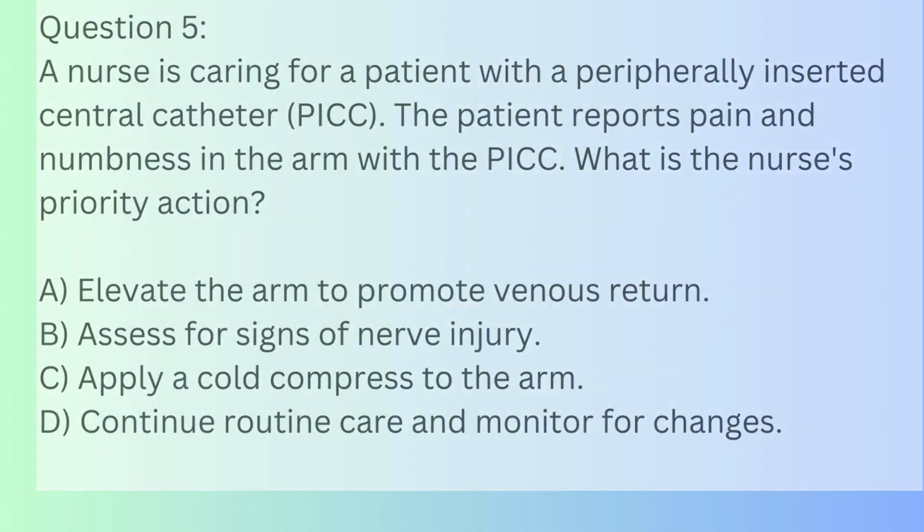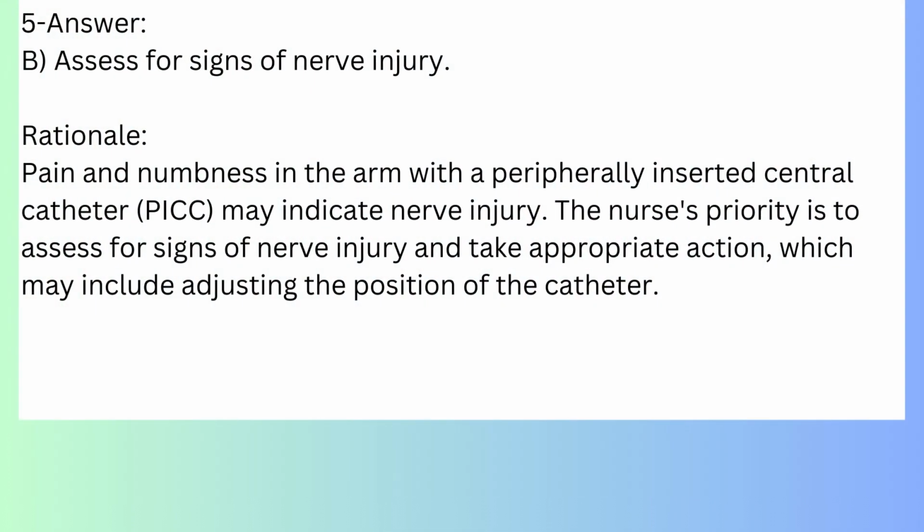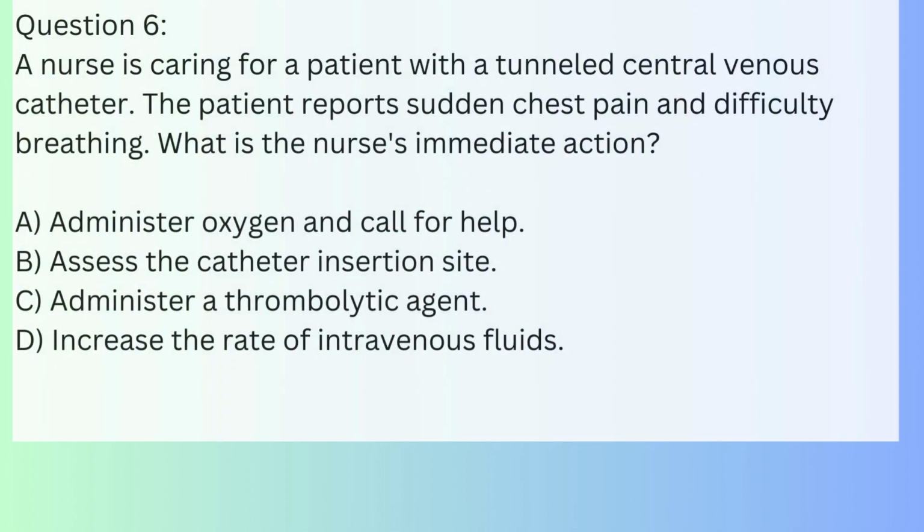Answer 5. B. Assess for signs of nerve injury. Rationale. Pain and numbness in the arm with a peripherally inserted central catheter, PICC, may indicate nerve injury. The nurse's priority is to assess for signs of nerve injury and take appropriate action, which may include adjusting the position of the catheter.